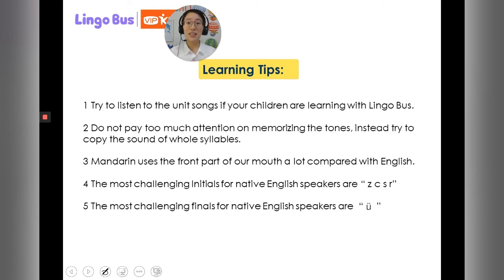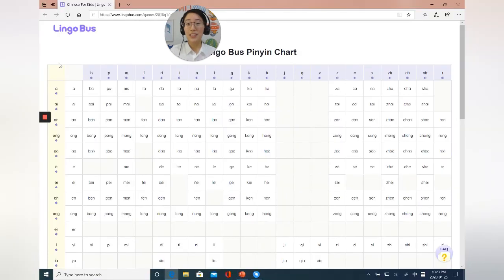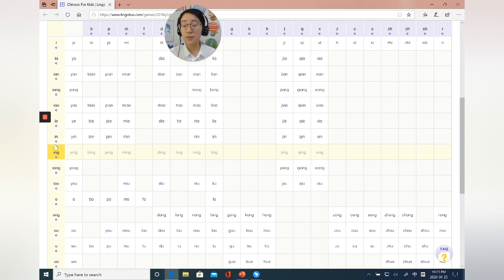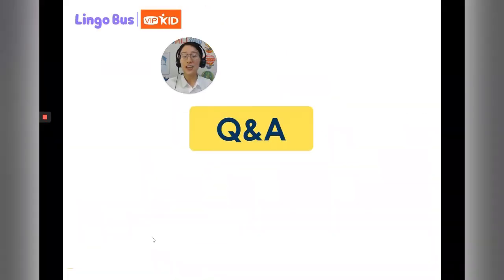Okay, great. Now let's move on to the Q&A session. If you have any questions, I will help you with that. As you can see on your screen, here is a very useful chart to practice pinyin and tones after class. Let's look at the index column first. In the index column, you can see all the finals in pinyin system. If you click one of them, you can hear the sounds. Okay, now let's look at the index row. In the index row, we have all the initials in pinyin system. Again, if you click one of them, you can hear the sound and practice it. I hope this pinyin chart will help you, and I will send you the link after class.